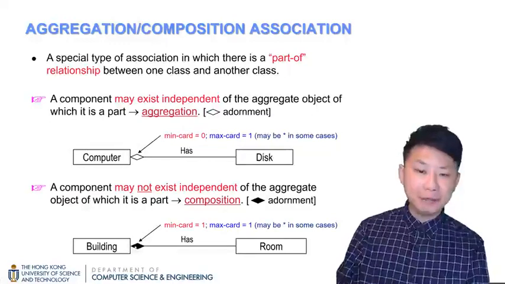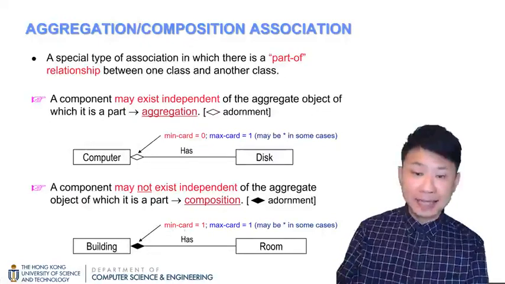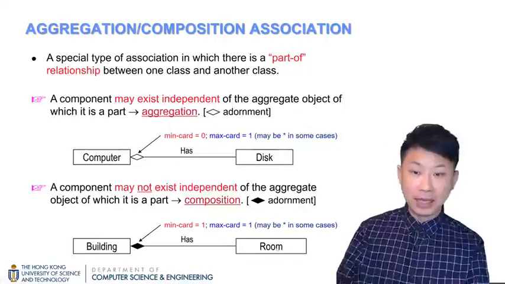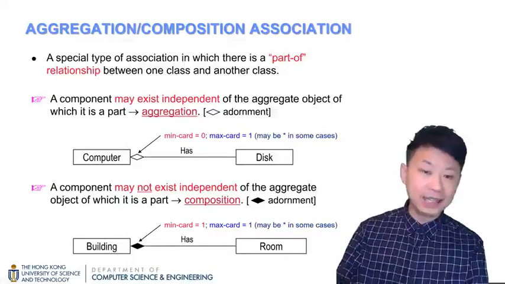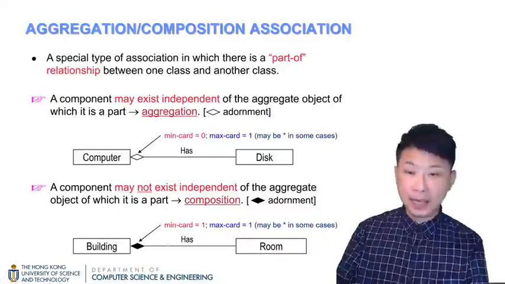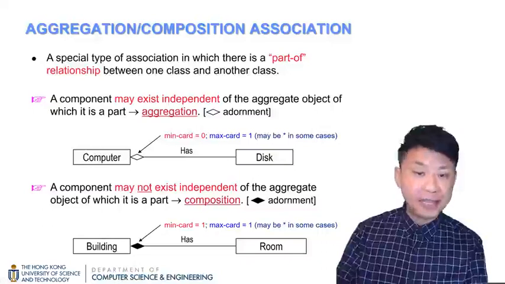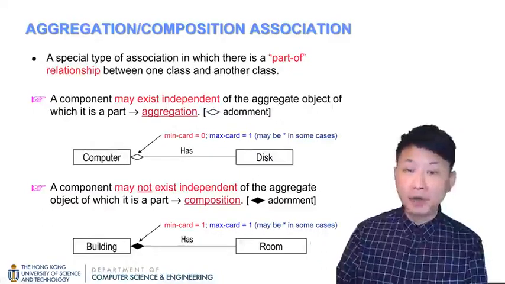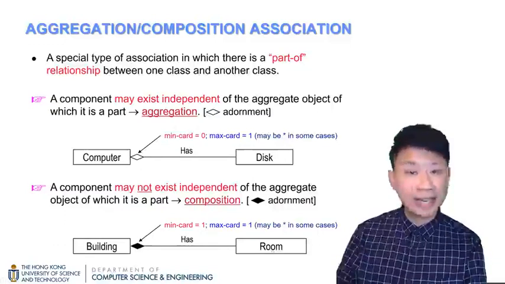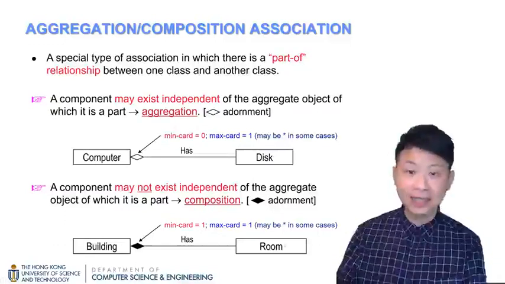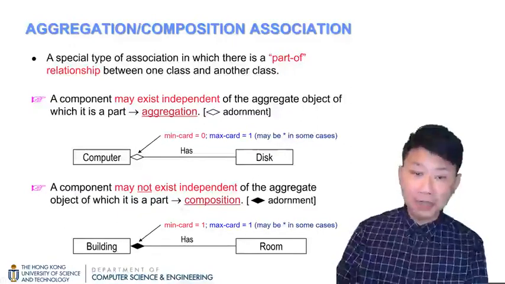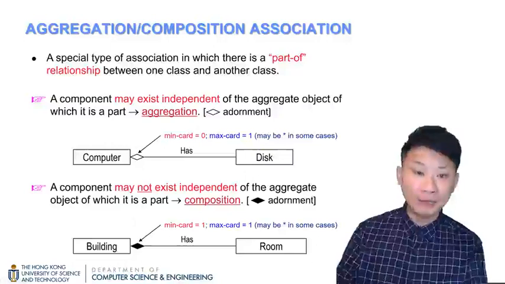But if we are using a filled diamond, then the multiplicity becomes 1..1. So a room is going to be associated with exactly 1 building. That means the participation of the room is going to be mandatory. That means the room has to be associated with a building. The room cannot exist alone without a building. That's the difference between a hollow diamond and a filled diamond.